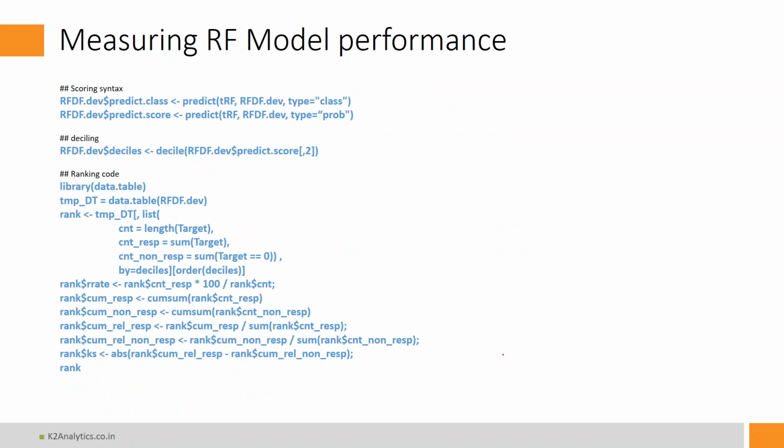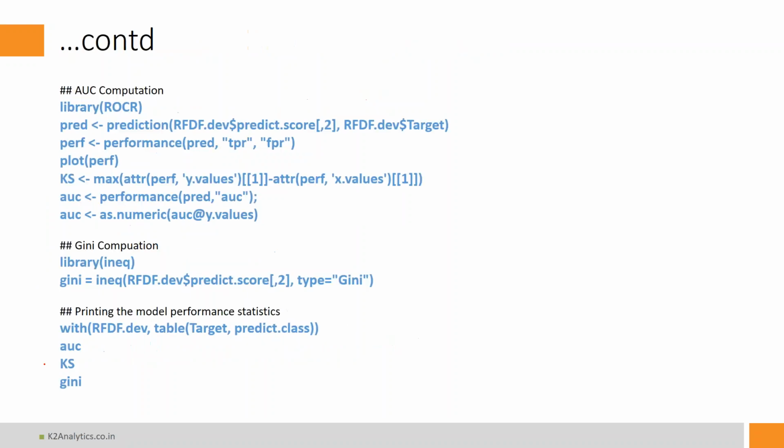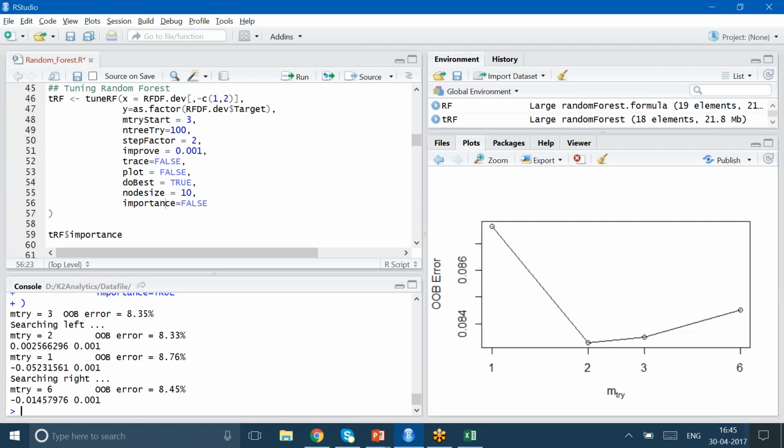What are the next steps? On the development set, first you have to predict the class. You have to predict the probability. Once you have done that, what is the next step? Create the rank ordering table. The model performance measures kick in. After the rank ordering table, the other ways are getting the KS statistics, ROCR, area under the curve, Gini coefficient, and your confusion matrix. So let us run all of those codes one by one.